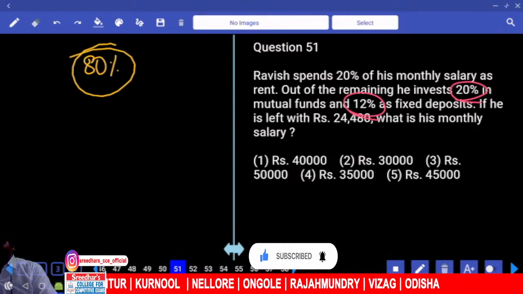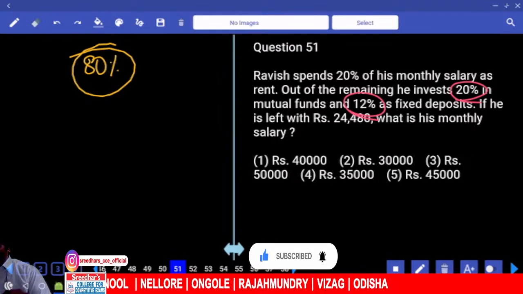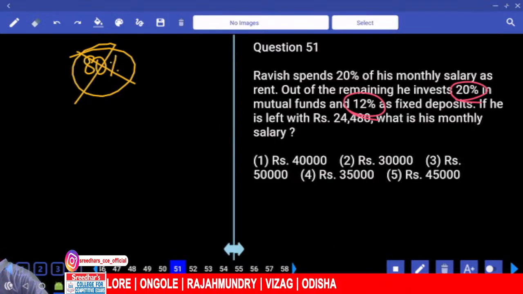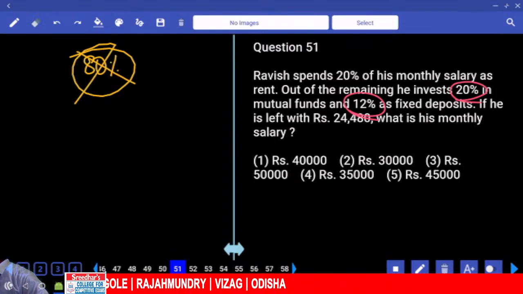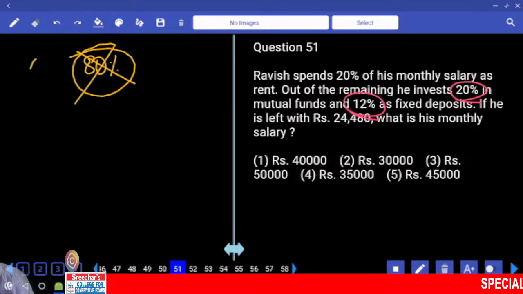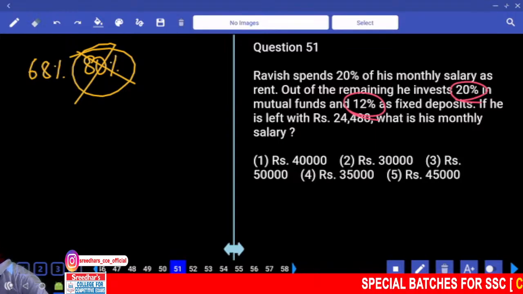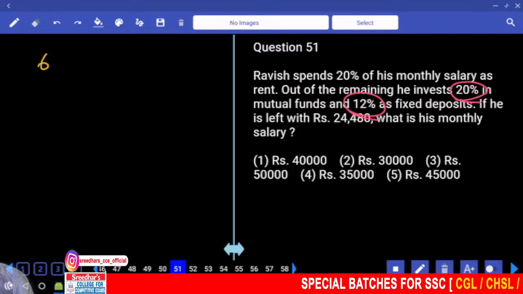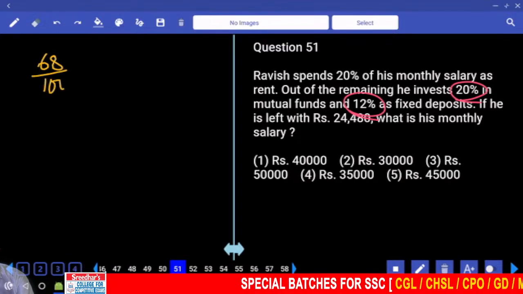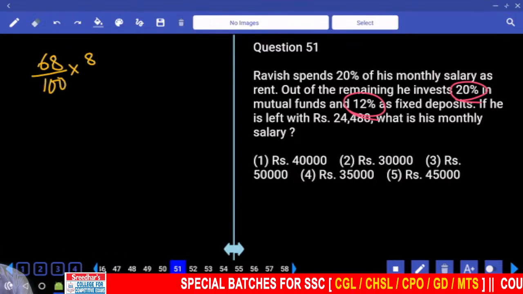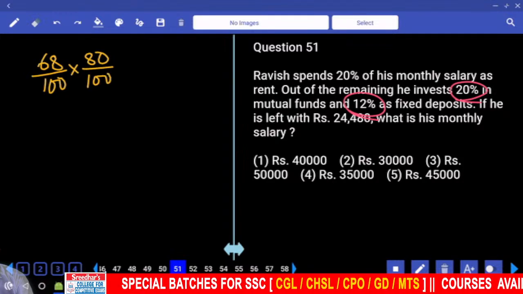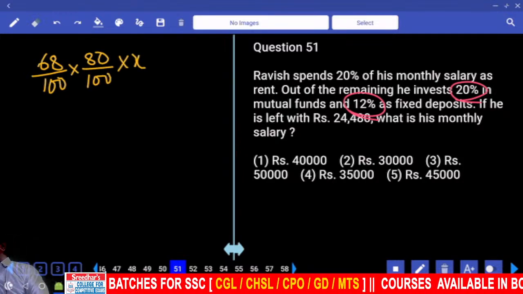Out of this total, forget about that number. This is some number x. Out of this, 20% is spent. Again, 12% is spent. 32% is gone. Remaining 68% of that particular number, whatever it is. You got it? 68%, I will write it as 68 by 100. Do you have any problem? 80%, I will write it as 80 by 100 of the initial value x.